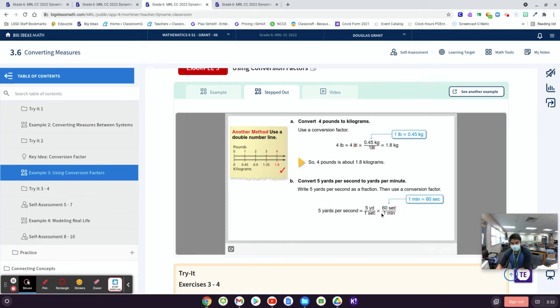So now we perform the operation of 5 times 60 divided by whatever 1 times 1 is. That's 1. So 5 times 60 divided by 1 is going to give us 300 yards per 1 minute. So that is our answer. That's how we convert 5 yards per second to yards per minute.